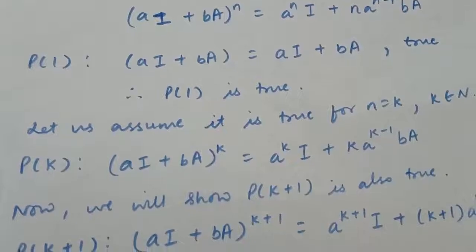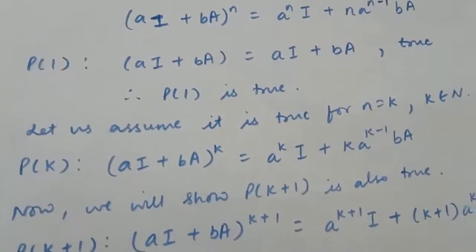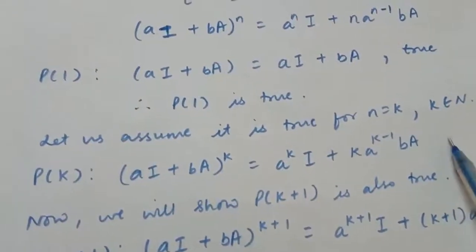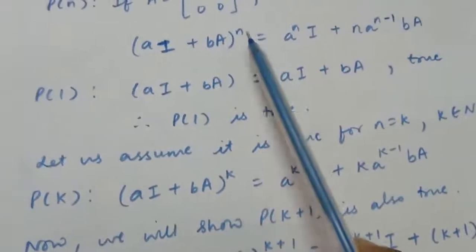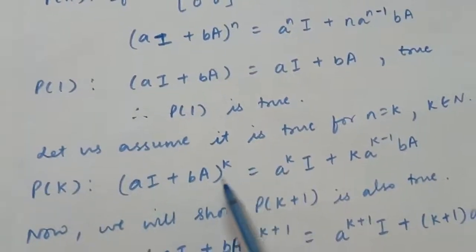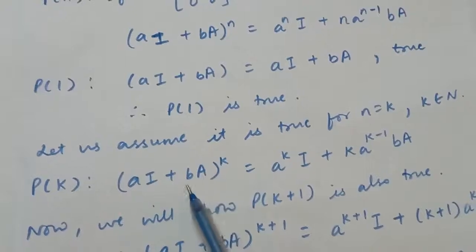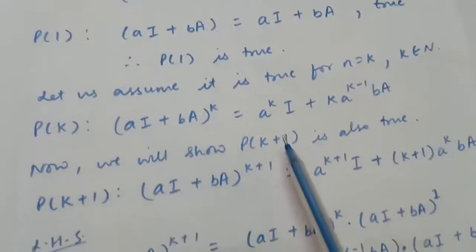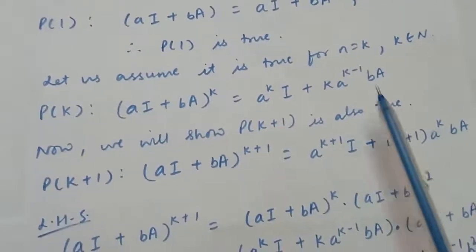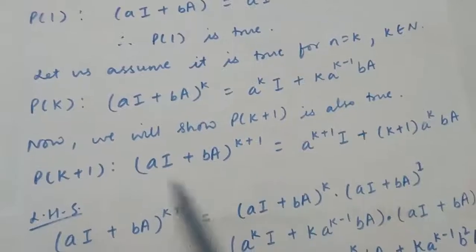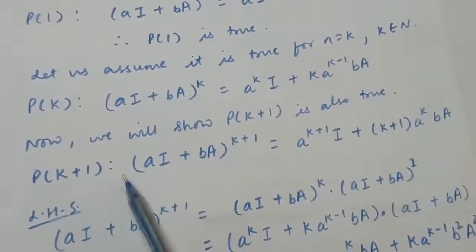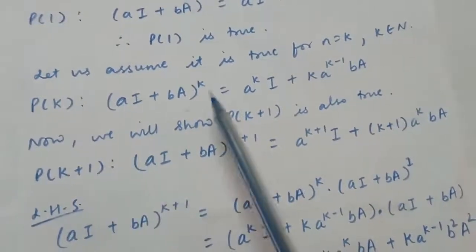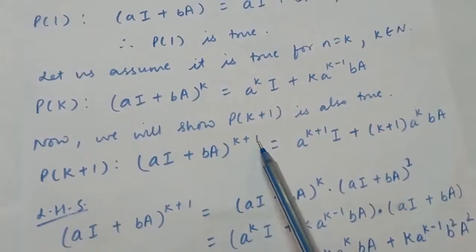Now the next step is to assume that the given statement is true for n equal to k, where k belongs to natural numbers. So Pk will be, now in place of n just put k, right? So Pk will be that this (aI + bA) whole raised to the power k is equal to this. Now we will show that Pk plus 1 is also true by using this result. So first of all, we have to show that Pk plus 1, which is this, is true. How will you get this Pk plus 1? In place of k, just write k plus 1.